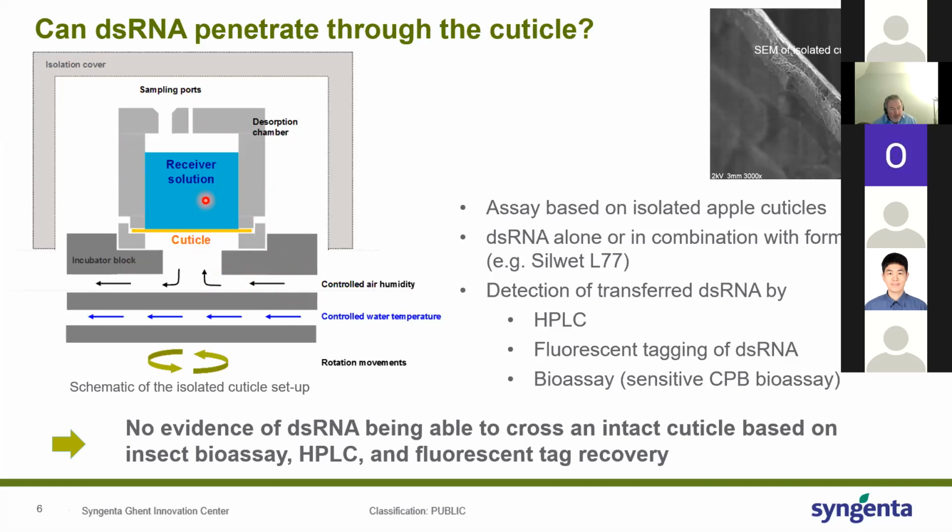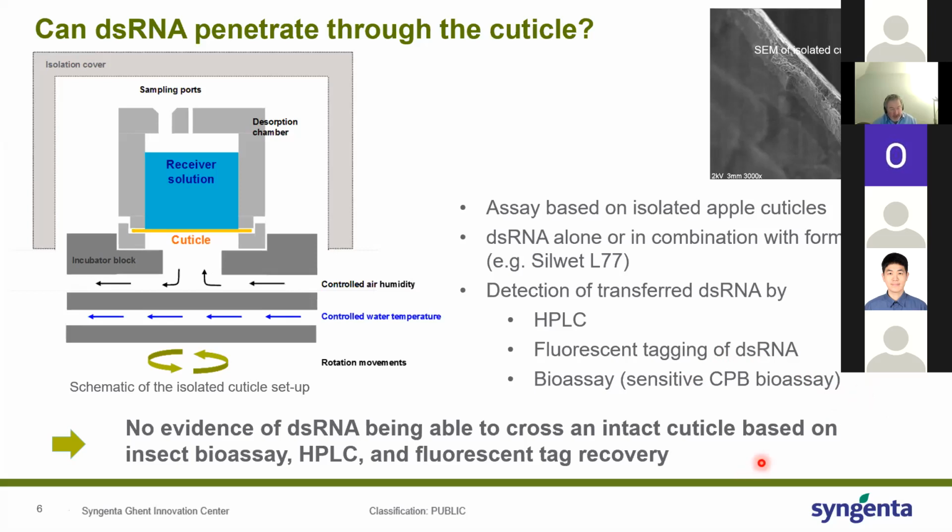So we tried this approach to see if we could push double-stranded RNA through the cuticle, and we tried both simple double-stranded RNA or double-stranded RNA that was complexed or in combination with all kinds of formulations. And the detection methods that we used to see if any double-stranded RNA came through was HPLC, or we also used fluorescent labeled double-stranded RNA, or we even looked at double-stranded RNA in a bioassay. As you know, the Colorado potato beetle bioassay is a very sensitive assay. I will come to that later.